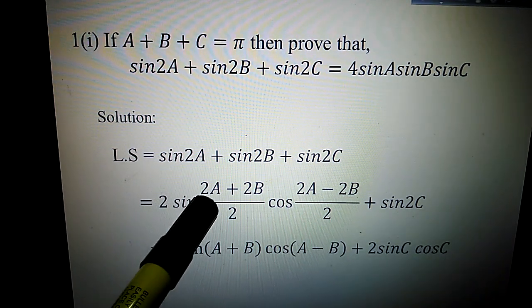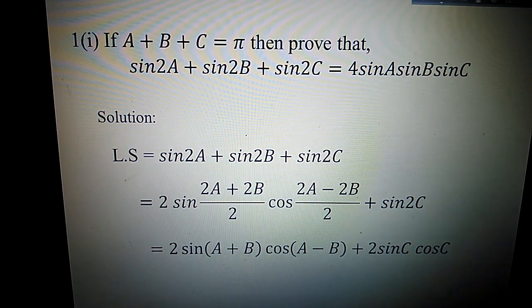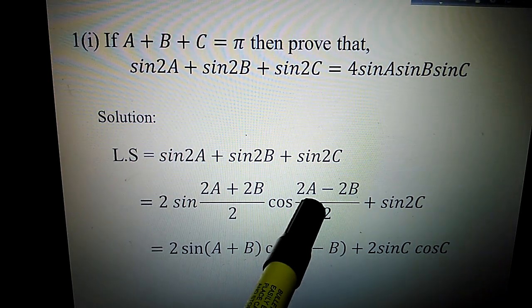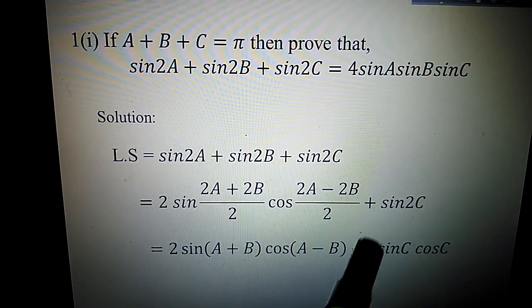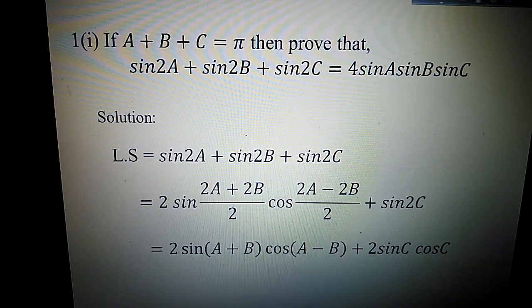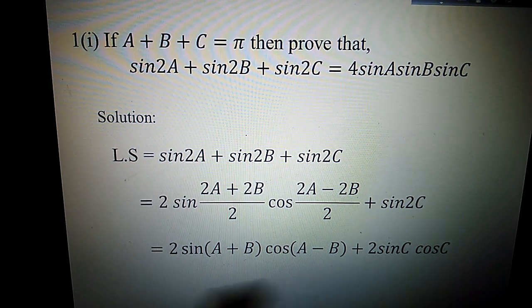Here if we take 2 as common, then this 2 and this 2 will be discarded. As a result we get 2 sine (a plus b), and similarly we get cos (a minus b). And we know the formula of sine 2a. Sine 2a is 2 sine a cos a. Here it is sine 2c, that's why we write 2 sine c cos c.